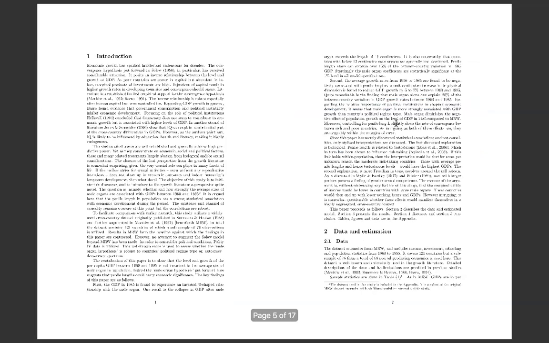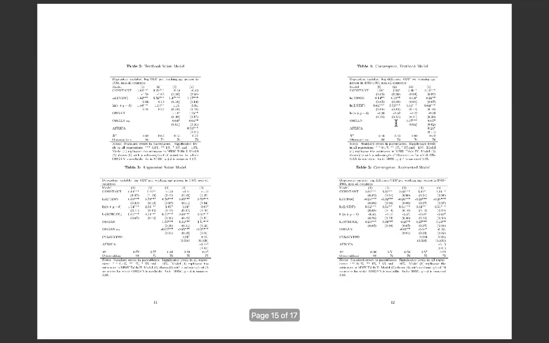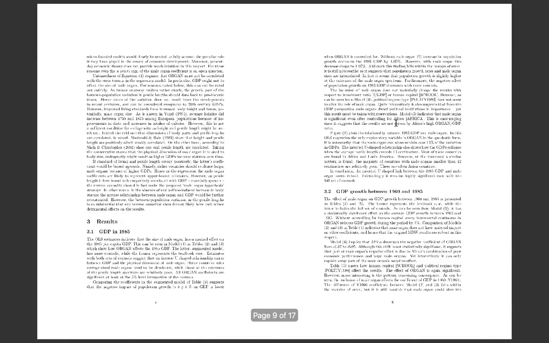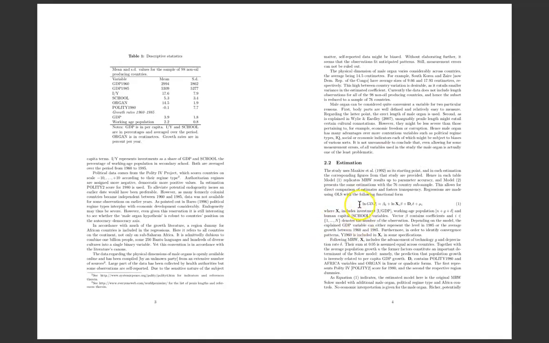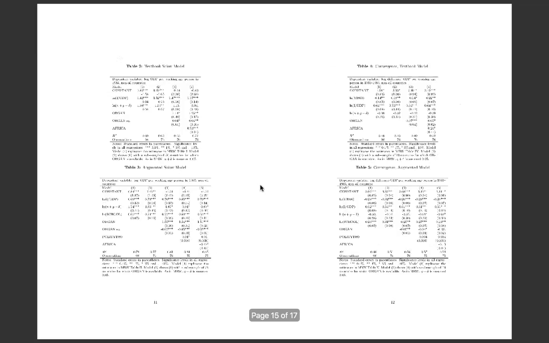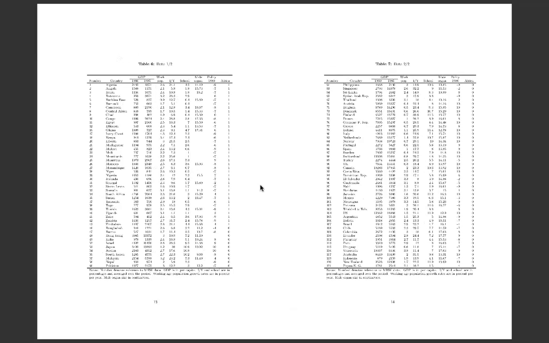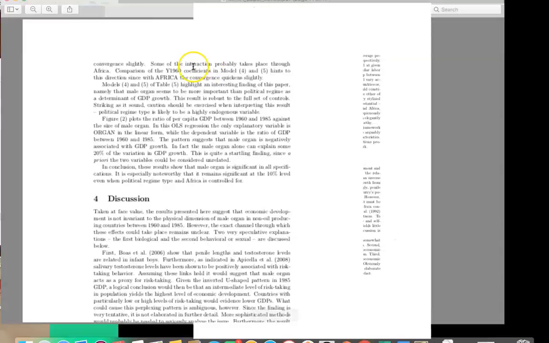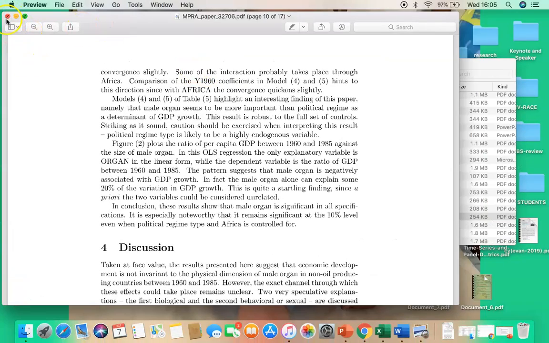So this is one interesting paper that you can have a look at, and they have the estimates. This is the model that they use, if you can see here, using the Mankiw economics textbook. So this is one paper that I mentioned to you.